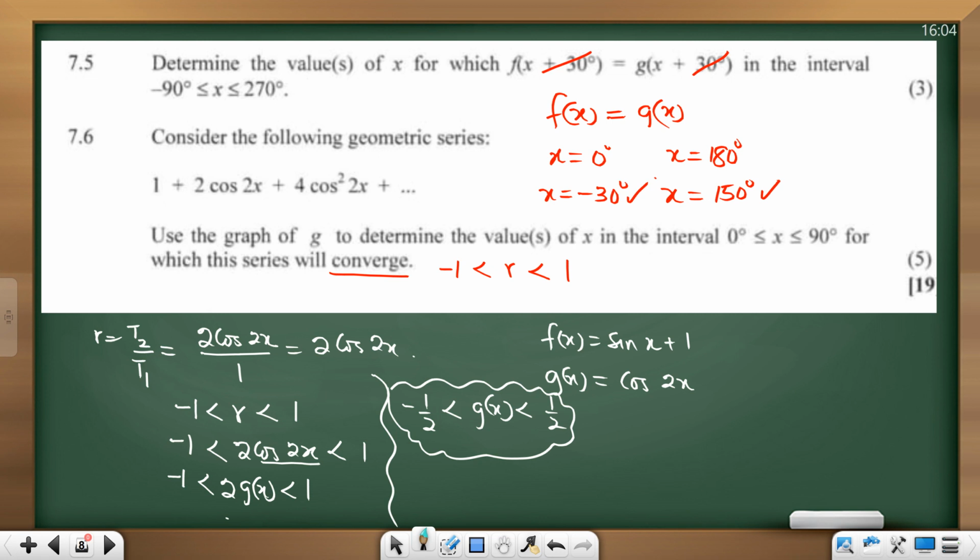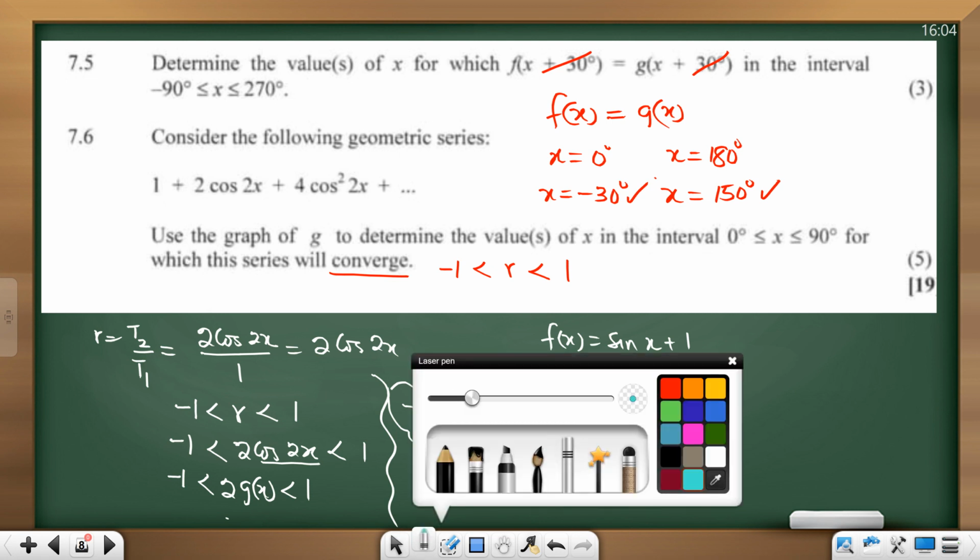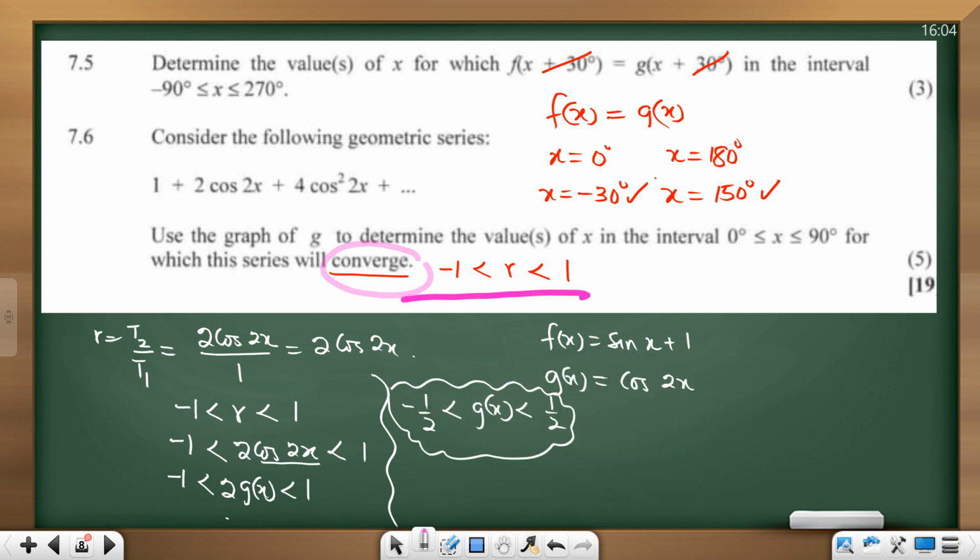See, all these questions are manipulation. Write them in terms of f of x or g of x. Then you go back to your graph. Guys, let's go through again. What did I say? R is T2 over what? T1. Do you see? We don't even know where we're going, but we're just following through. Since they said convergence, we know that, right? And that's my rule, so my job is to find what? R. R is T2 over T1, which gave us that.